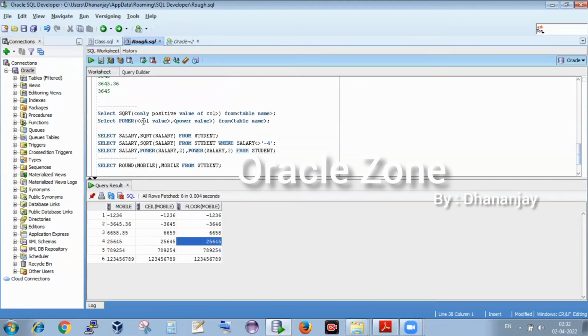Okay, now coming to square and power, square root. As I know, the square root of 4 will be 2, right? As we know, the square root of 4 will be 2, the square root of 9 will be 3, right?